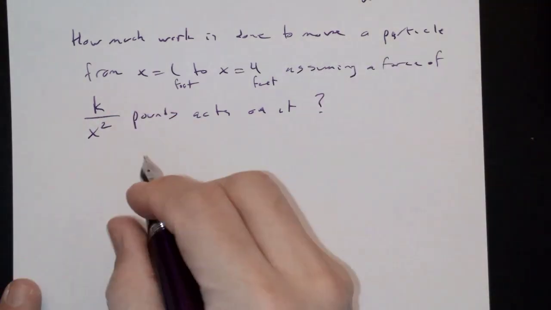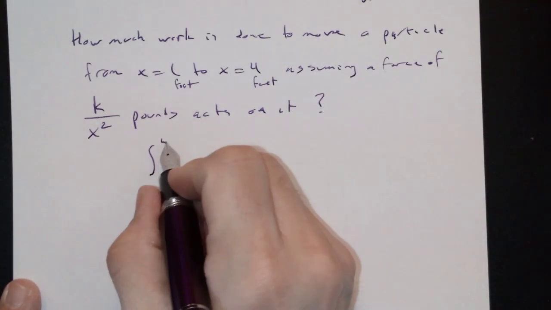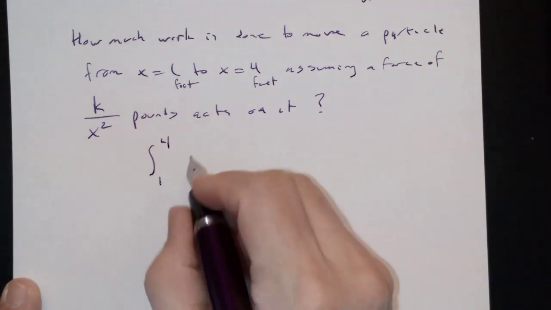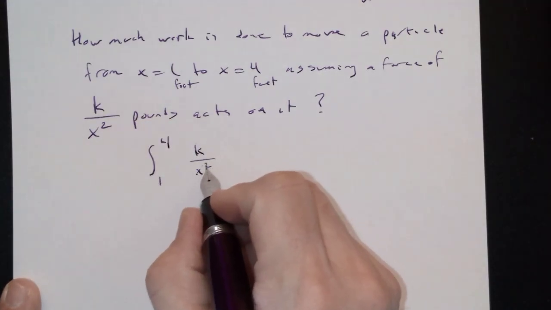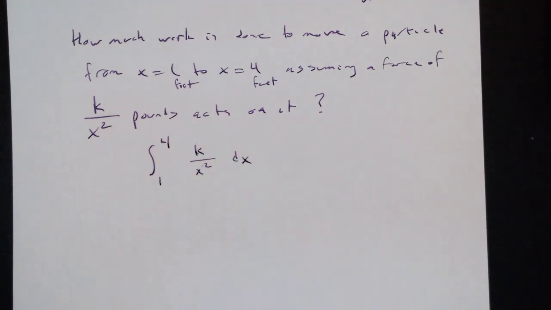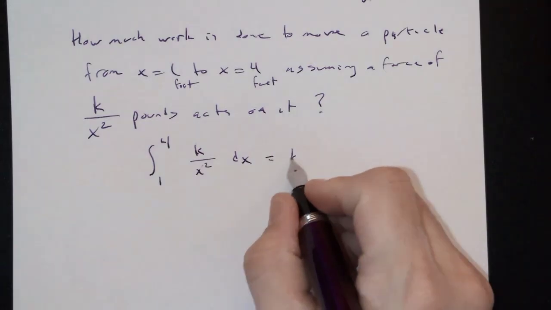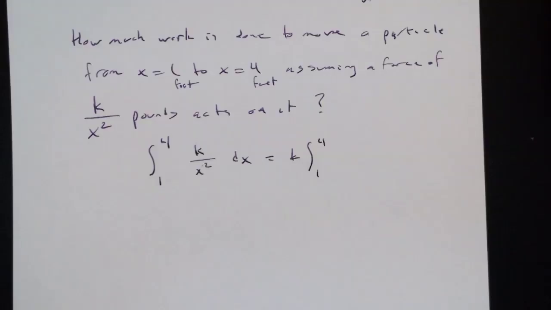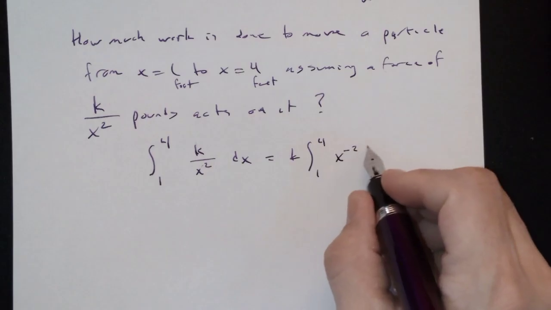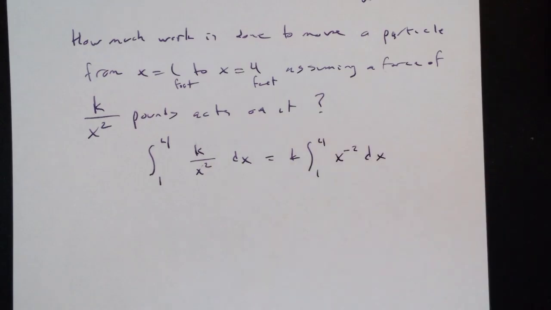So I'm moving from 1 foot to 4 feet. I'm dealing with this function. And I'm moving in x. So this is the integral I want to do. But K is a constant, so I'll pull it out front and leave it there. I pull the K out front, I have 1 over x squared. Let's rewrite that before we do anything with it. Now I do the integral.